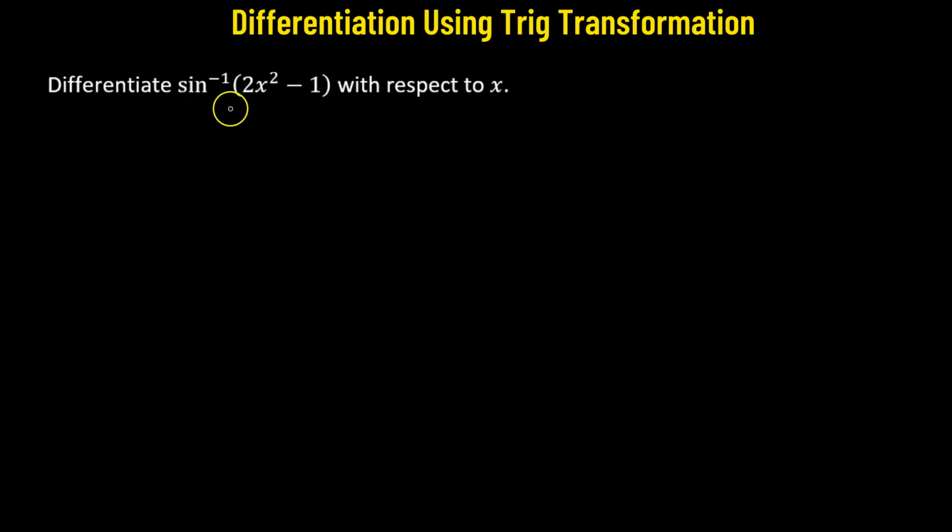Here we need to differentiate sine inverse of 2x squared minus 1 with respect to x. We will begin by supposing that y is equal to sine inverse of 2x squared minus 1. That means we need to find the derivative of y with respect to x. Let's do that. But before doing that, we'll try to simplify the expression on the right hand side of equation number 1 by making a trigonometric transformation.